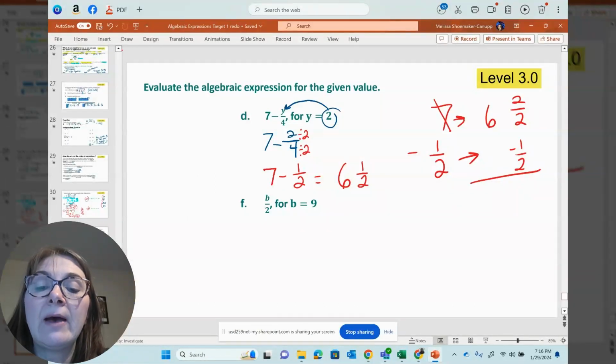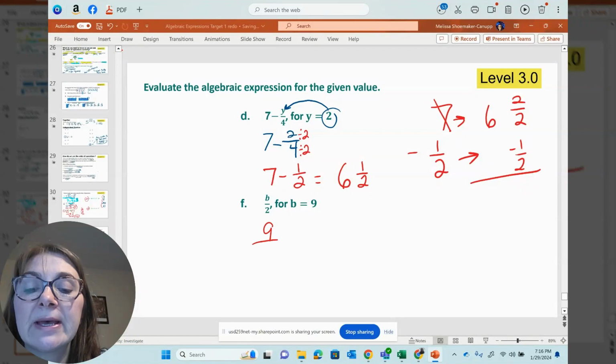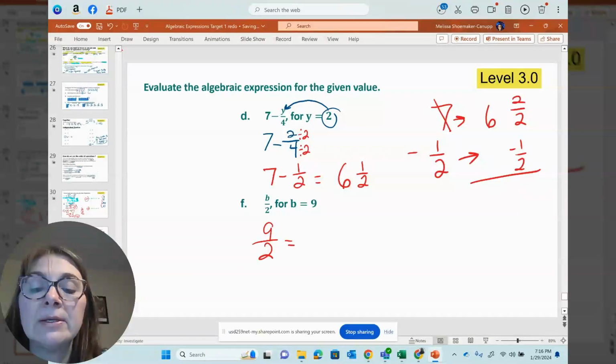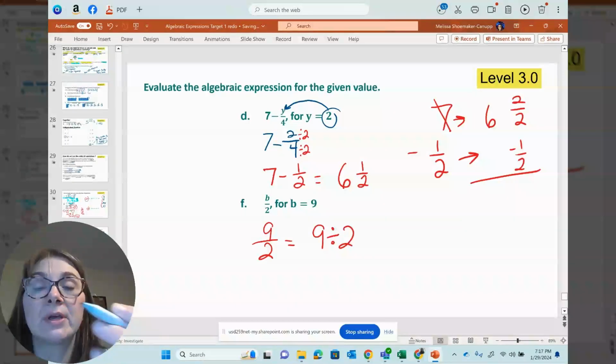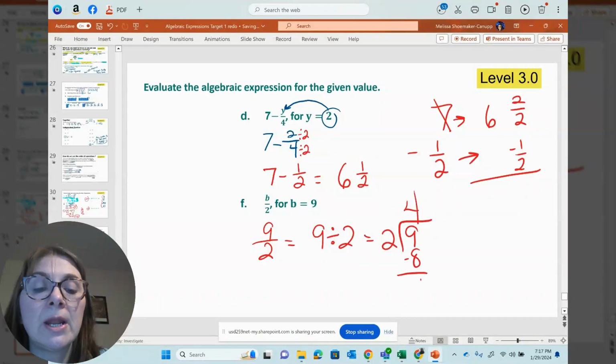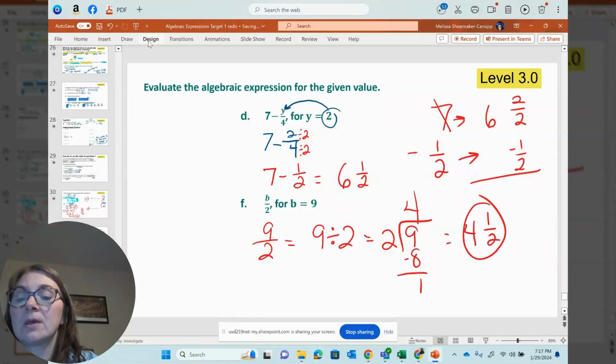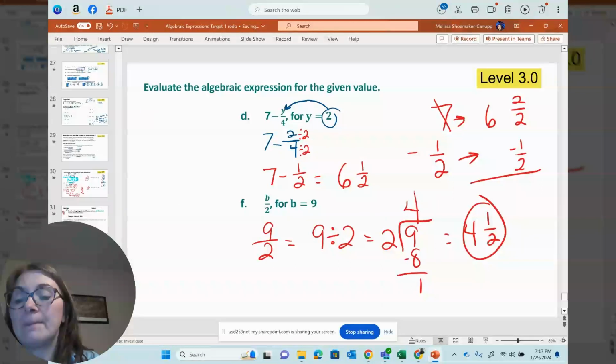F. So we have B equals 9. Your B is 8. And so when I replace that, what I like to think about is that this means 9 divided by 2. Yours is going to come out even. Mine is not. 9 divided by 2, I know that's 4, and I get 1 left over, so I can write that as 4 1/2. Yours is just going to be a whole number by itself.